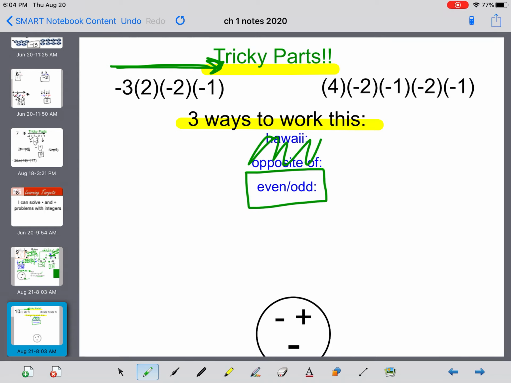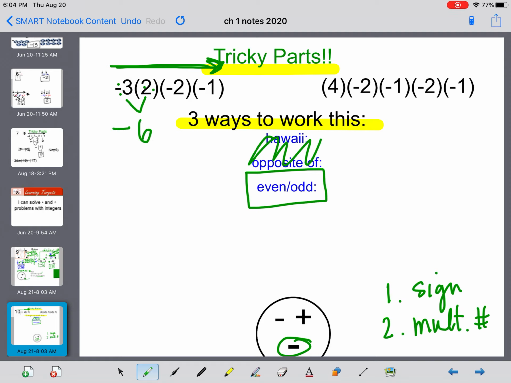Okay, so if I work this one from left to right, I'm going to combine the first two together. So my rules are, first, find the sign of my result. And then second, multiply the numbers. Okay, so this one's a positive, this one's a negative. When I have opposite signs, my result is negative. So my answer here for -3 times 2 is going to be -6 because 3 times 2 is 6.